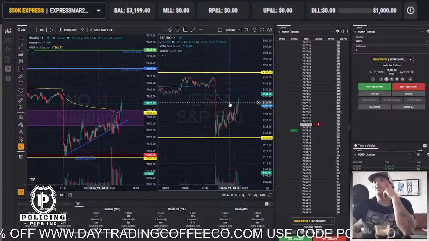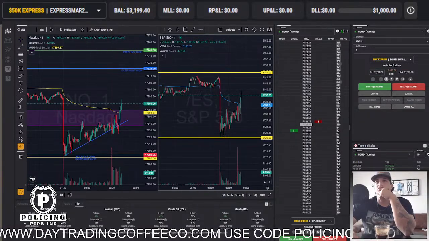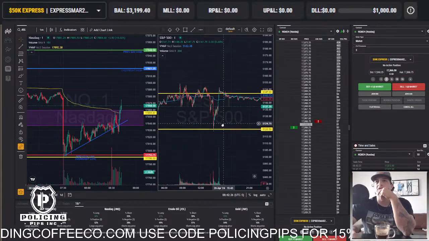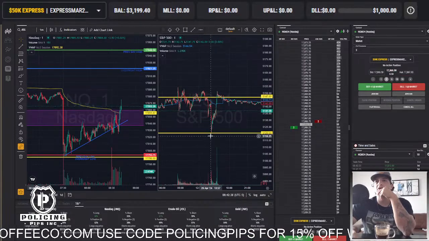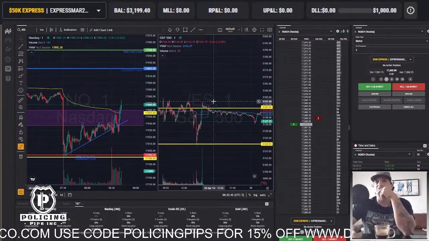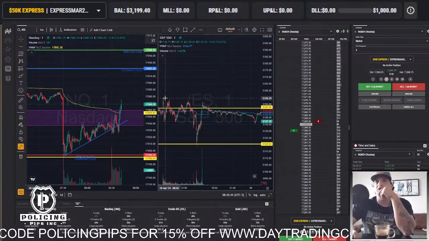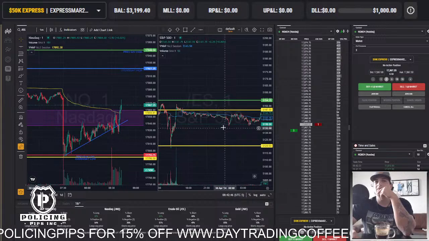I don't throw as many levels out for the S&Ps as I do the NQ because I don't really trade the S&Ps. But if you were looking at the low is a little bit lower. The high is just a touch higher for that range there, right? You could throw it out there if you want. That's the high.